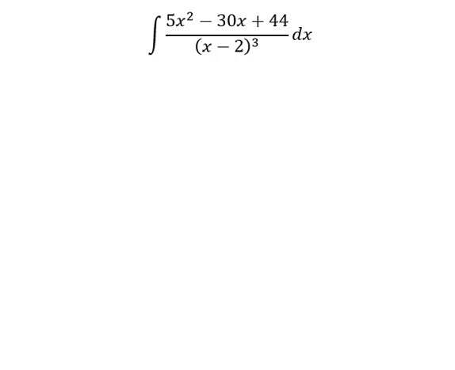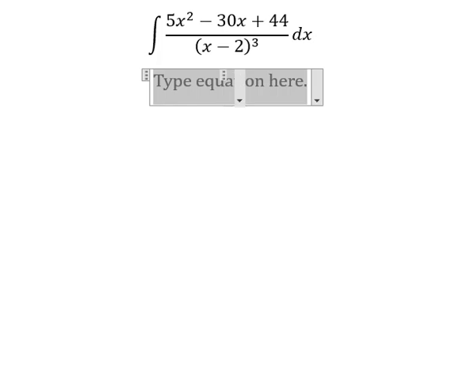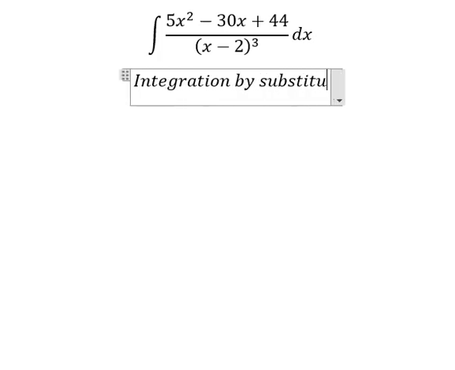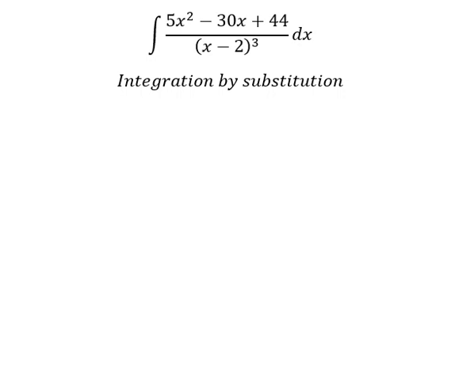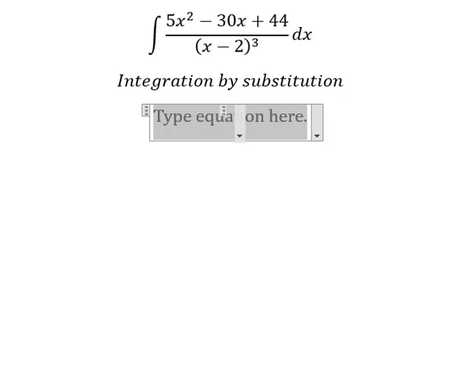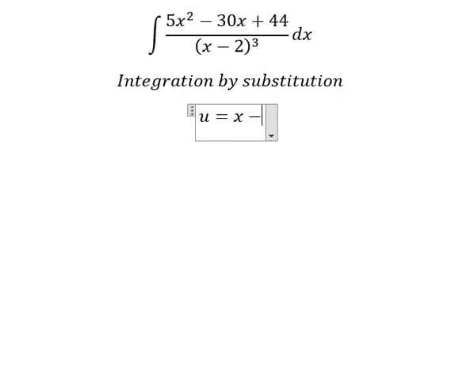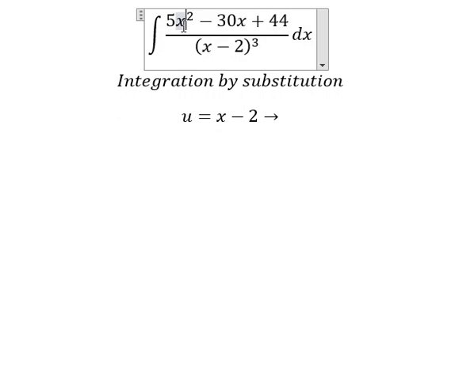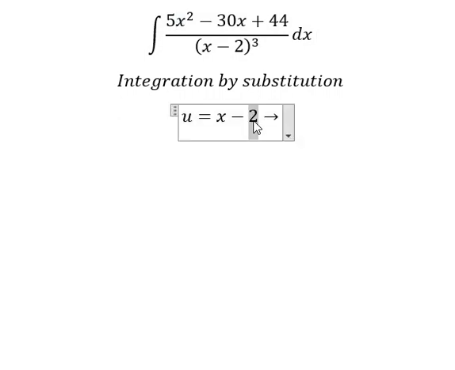So today I will show you how to answer this one. We can use integration by substitution. So I will put u equals s minus 2, because we have s. So I will put negative 2 to the left.